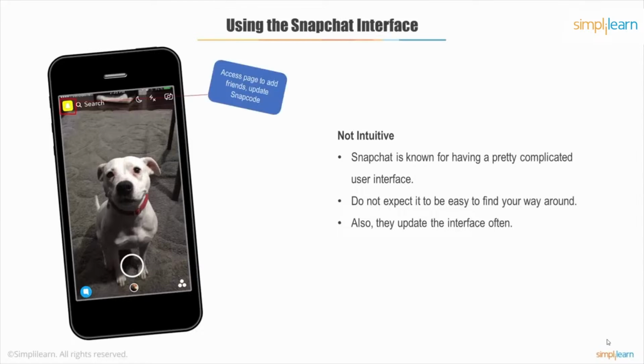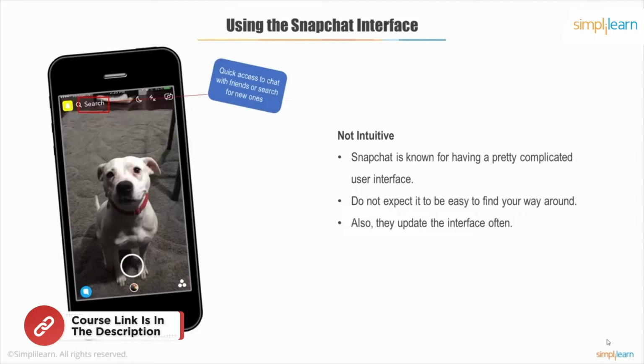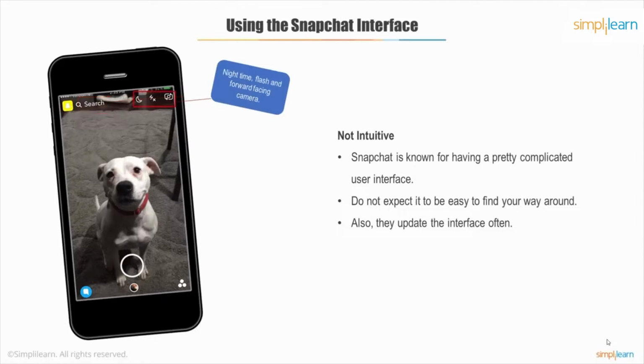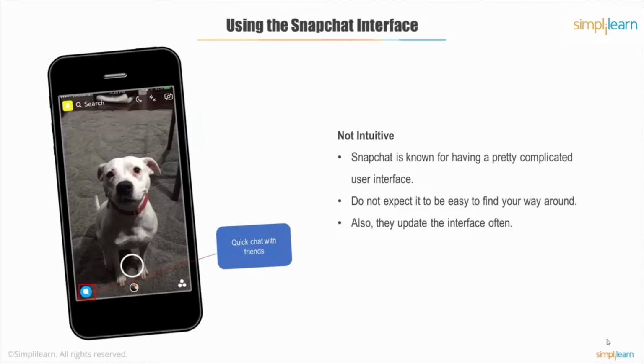Now, the little yellow window up in the corner, that's what's going to let you access the page where you add friends or you update your snapcode. You make a change to what things look like. The search box, pretty self-explanatory. This basically gives you quick access to chat with your friends or search for new ones. Now over on the right, we have options for taking nighttime pictures, for controlling whether the flash is on or off, and whether you're using the forward-facing camera or the standard, back-facing camera.